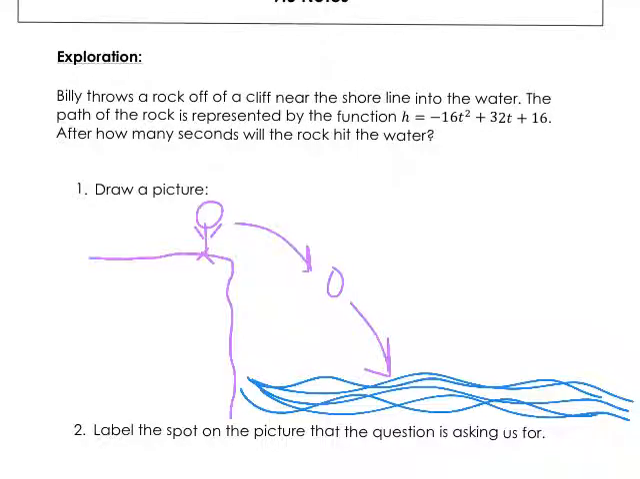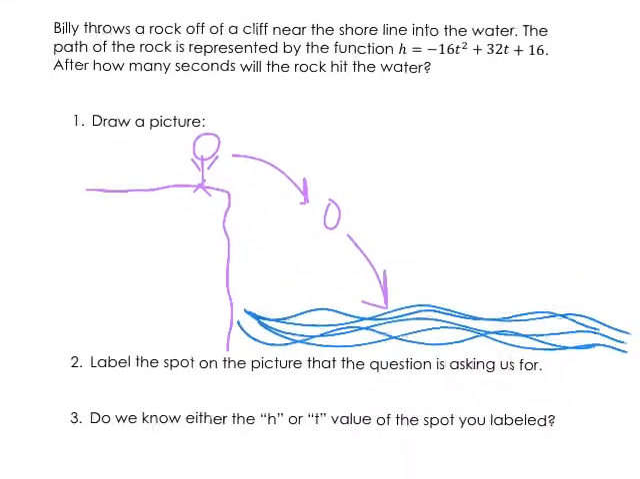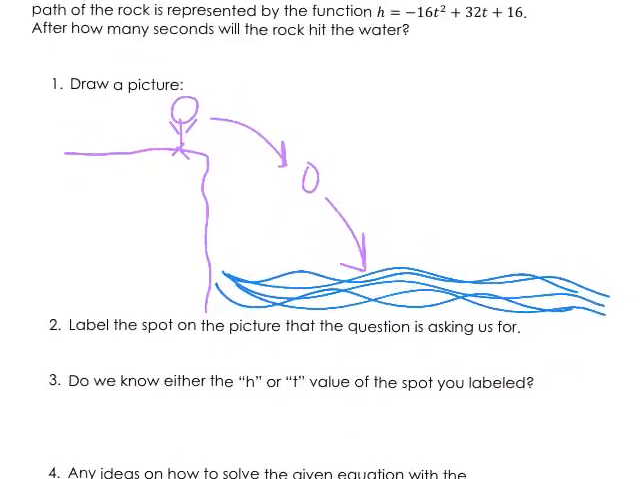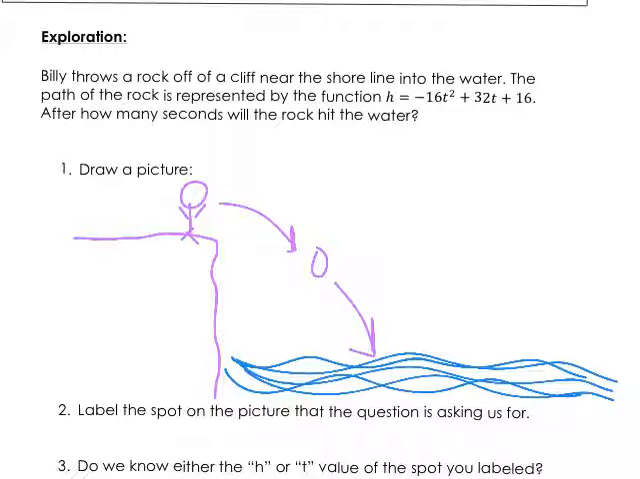So here we have good old Billy. He's throwing the rock into the water. I went ahead and drew my picture. Now label the spot on the picture where the question is asking us. So after how many seconds will the rock hit the water? Where are we looking at? Good. So literally where the rock is first going to make contact with the water, which is going to be somewhere in this general area.